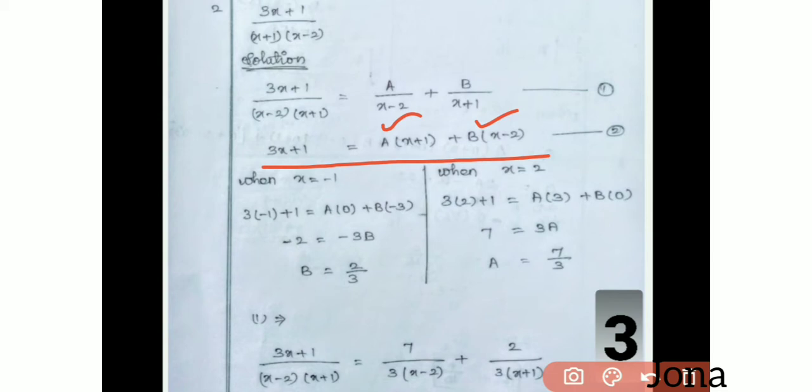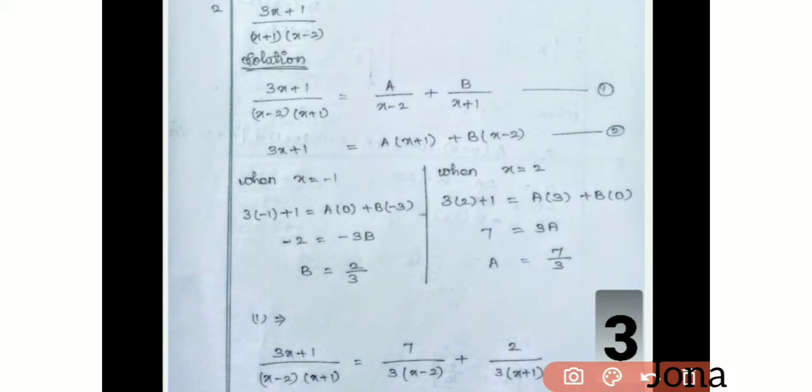For this, what I have to do: first equate the first factor to 0, so I will get x equal to minus 1. Now I want to substitute this minus 1 in this equation, so that I get the value of b here.